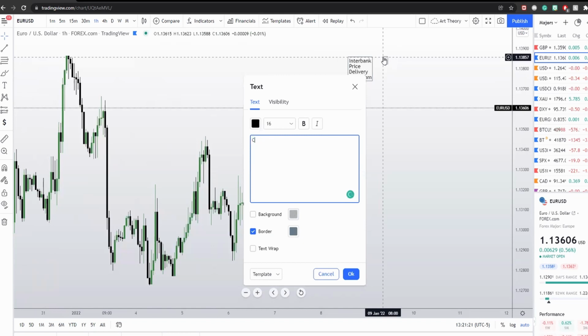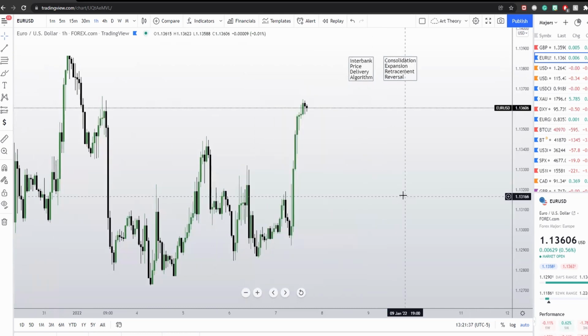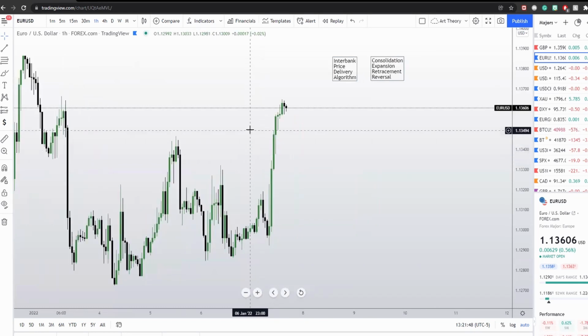So the IPDA goes from consolidation to an expansion into either a retracement or a reversal. Very, very simple. The IPDA uses these four tools to move price. And we need to be able to identify what is going on and how we use it to know where price is going towards.